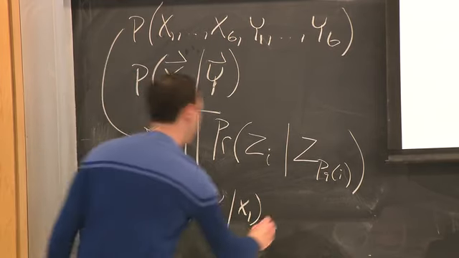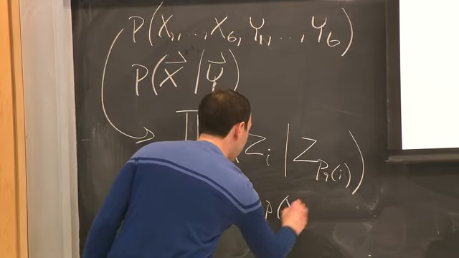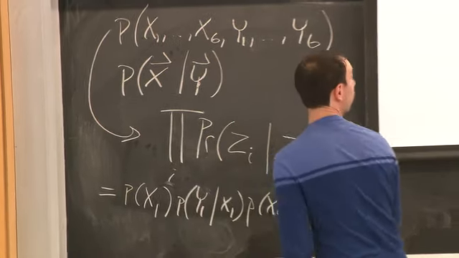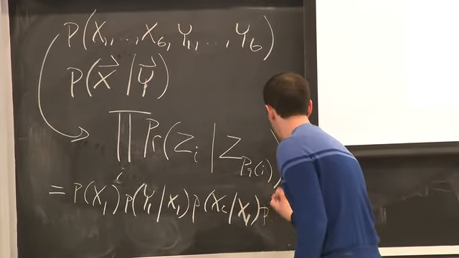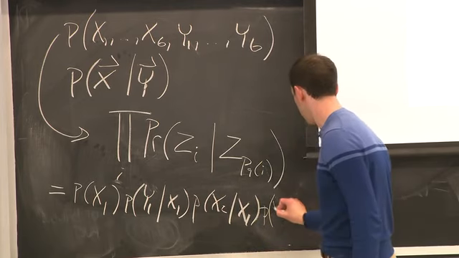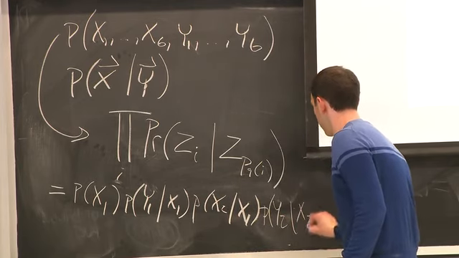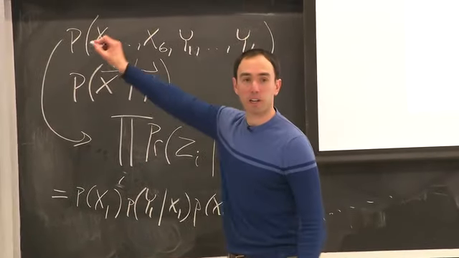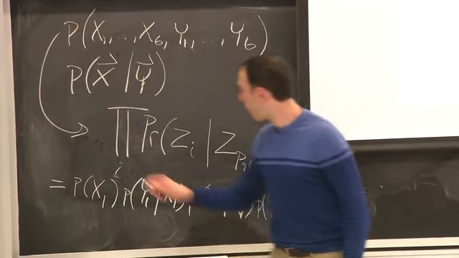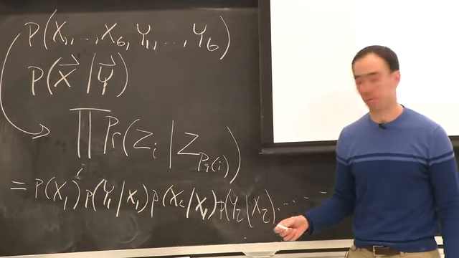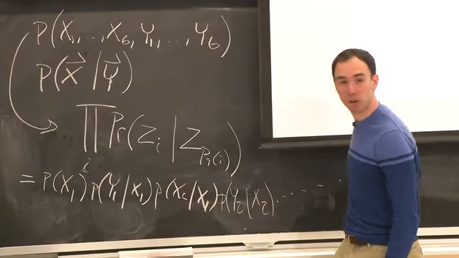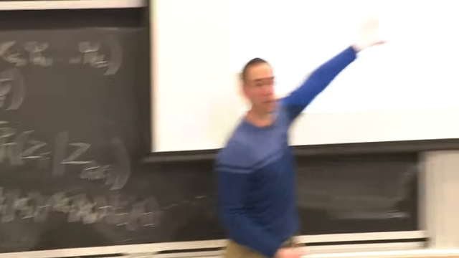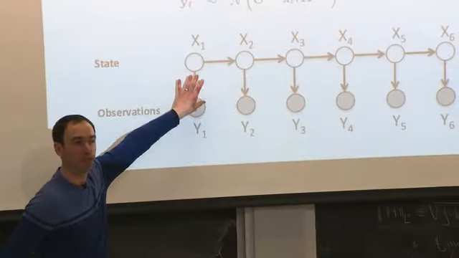Next, we have x2. What are the parents of x2? Everyone say out loud? X1, OK. Then we have y2. What are the parents of y2? Everyone say out loud? X2. And so on, OK? So this joint distribution is going to have a particularly simple form, which is given to you by this factorization shown here. And this factorization corresponds one-to-one with the particular graph in the way that I just told you.